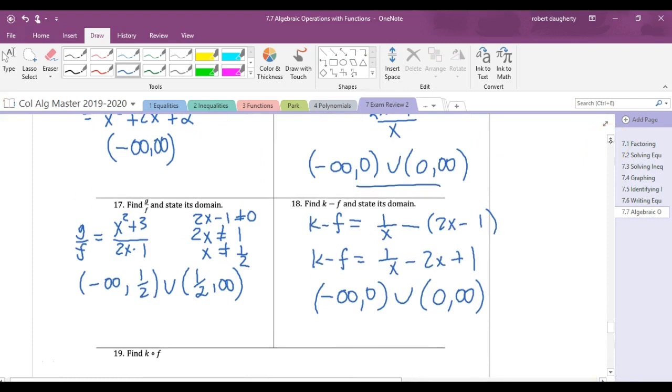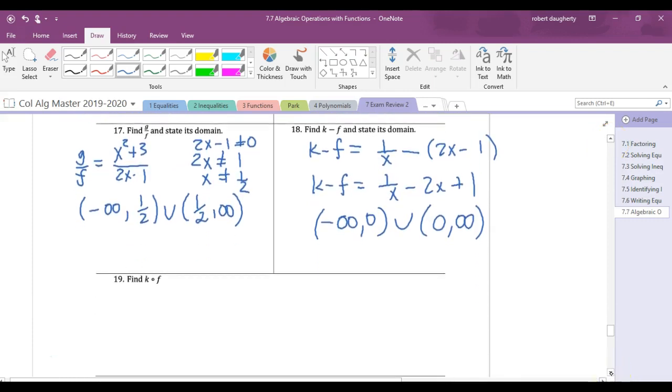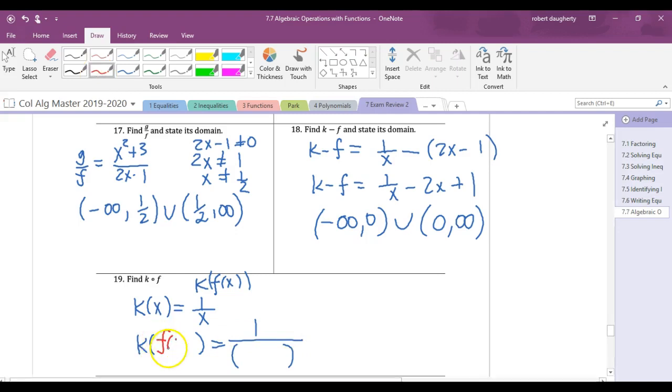And finally, k composition f, okay? So this is k of f of x. So k of x is equal to 1 over x. So k does this, and then what needs to get substituted in is f of x, okay? f of x is just 2x minus 1. And then what is the restriction? Well, the restriction here is x cannot be 1/2. So the domain here is negative infinity to 1/2 and 1/2 to infinity.